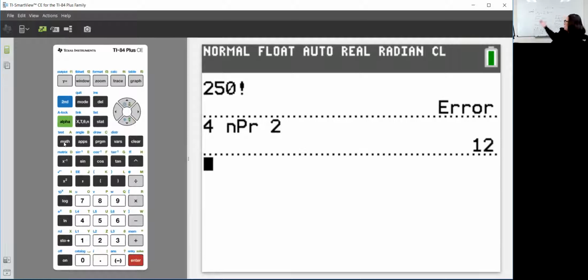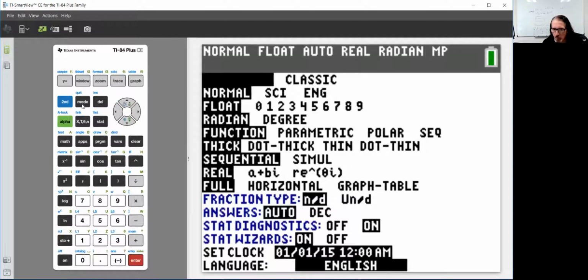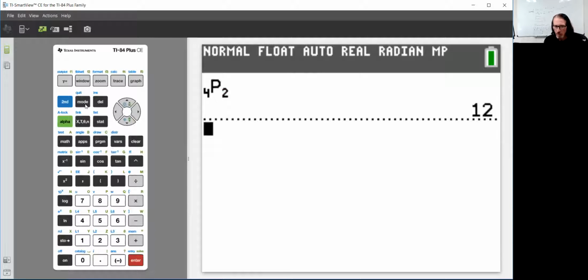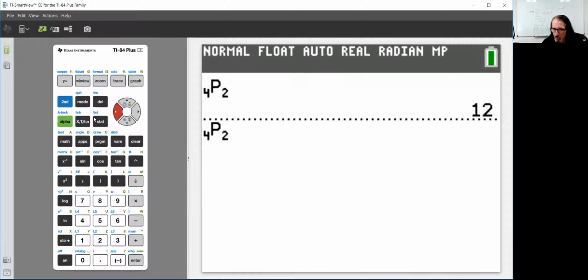and we get 12. By the way, let me check something here. I'm going to put it in math print mode. There's a math print mode. It actually will look like what I wrote on the board as 4P2. Then 5P3, I said should be 60. So there we go.